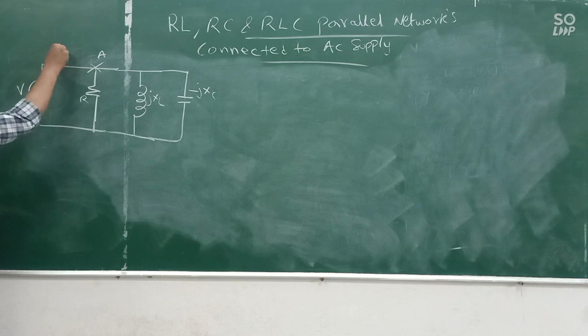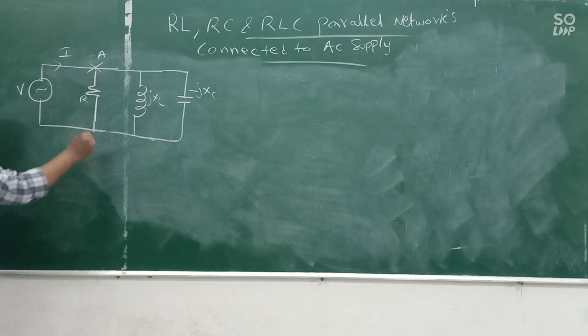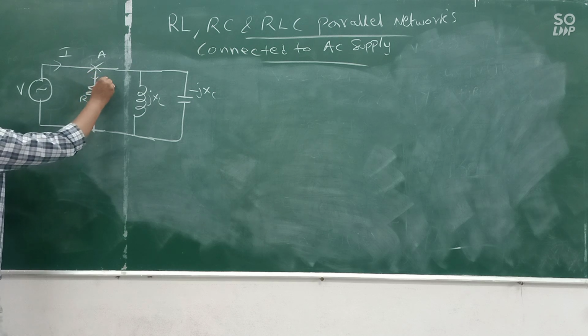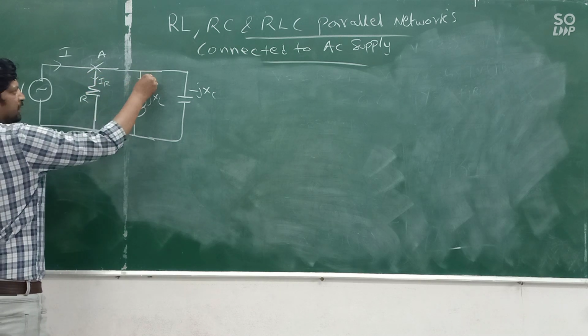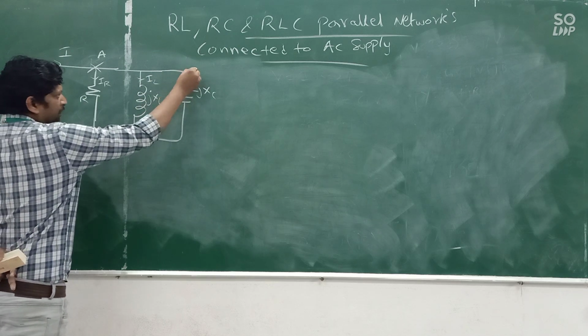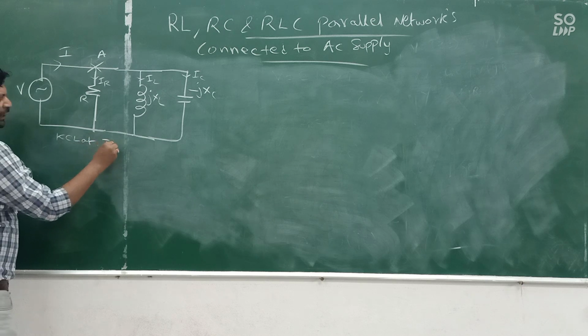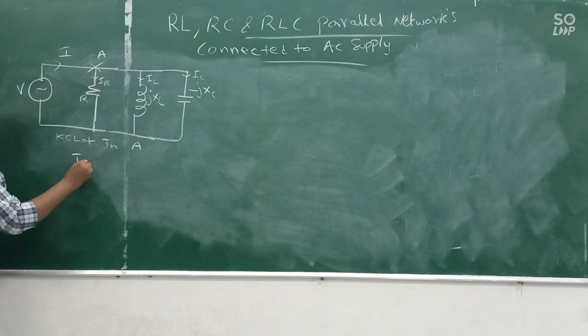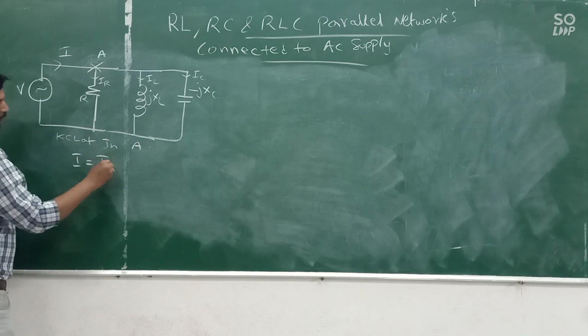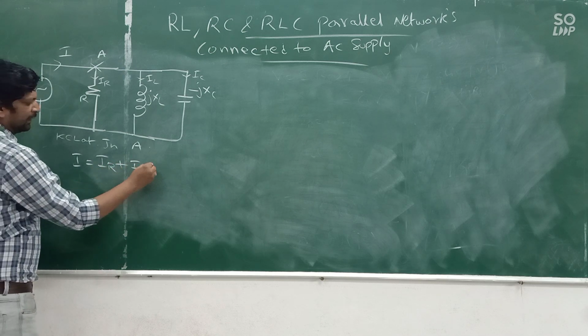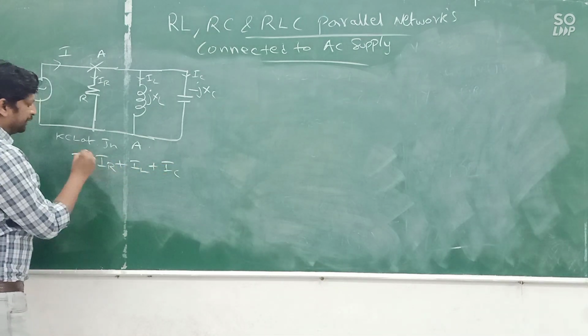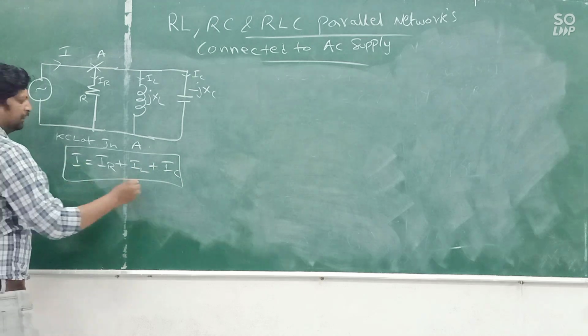The incoming current at the junction is I. The outgoing currents are: one is the current flowing in the resistor, the second is the current flowing in the inductor, and the third is the current flowing in the capacitor. If I apply KCL at junction A, the sum of the currents entering the junction equals the sum of the currents leaving that junction. So I is equal to IR plus IL plus IC. This is our first equation.